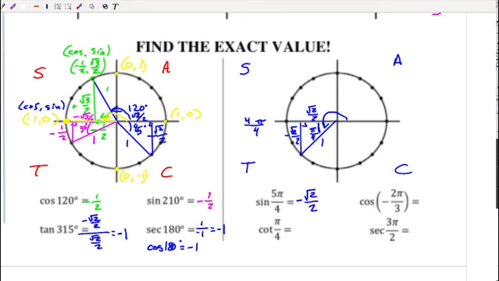Cotangent of pi over 4. Well, pi over 4 is going to put us smack dab in the first quadrant. It is the 45 degrees in your first quadrant is my pi over 4. If I drop down my perpendicular, I'm looking at exactly the same triangle that I was looking at originally. So root 2 over 2 and root 2 over 2. And cotangent is 1 over tangent. So instead of being opposite over adjacent, it's going to be adjacent over opposite, but it's still root 2 over 2 over root 2 over 2, which is still going to equal 1.